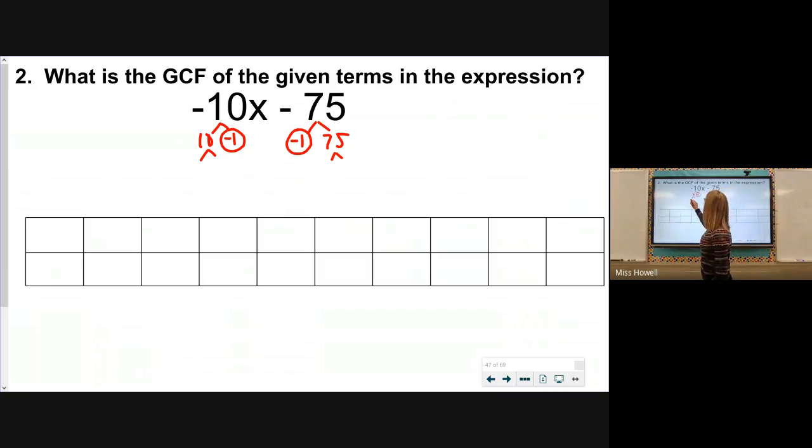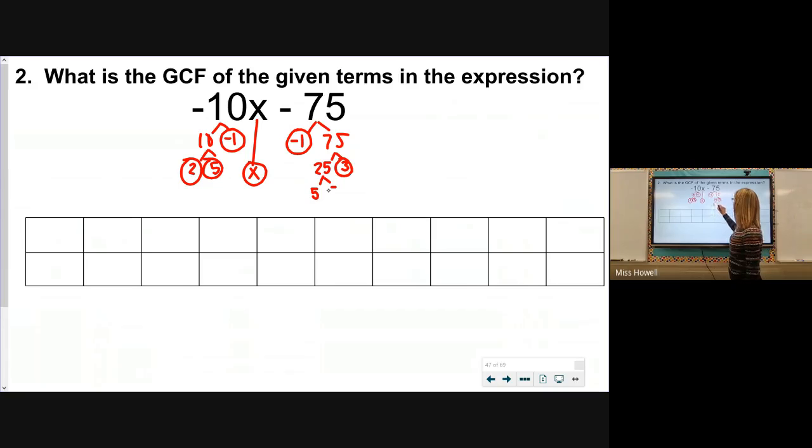So 2 and 5 here would give us our 10. And we have this x. And then over here, I know 75 could be 25 and 3. There's different combinations. We can also use a 5 and a 5 here. And we could have divided up here by 5 or 3 also. Let's start to break it down.